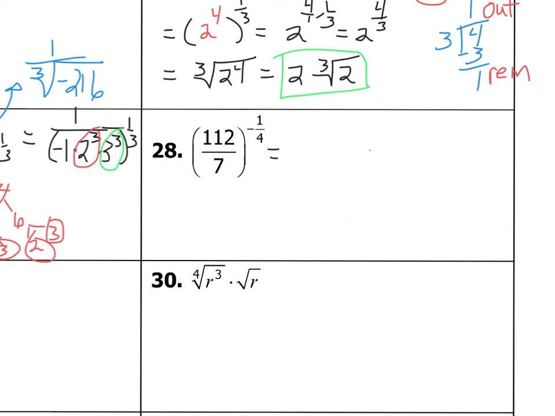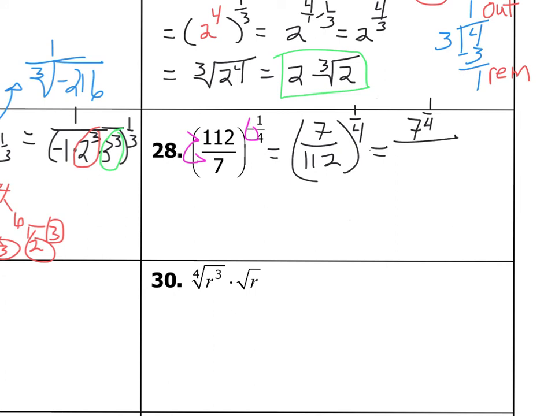All right, so to take care of this negative, right here, we're going to take the reciprocal of this base. And so I get 7 over 112 raised to the positive 1/4. So then I can split a fraction. This 7 and this 112 are both raised to the first power. So 1 times 1/4, 1 times 1/4, they're both 1/4. So I have 7 to the 1/4.